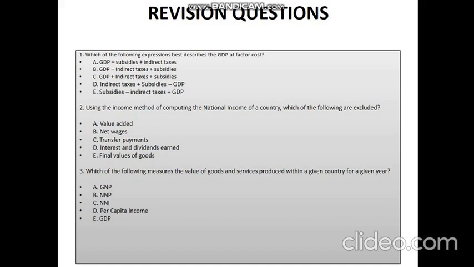3. Which of the following measures the value of goods and services produced within a given country for a given year? A. GNP. B. NNP. C. NNI. D. Per capita income. E. GDP.